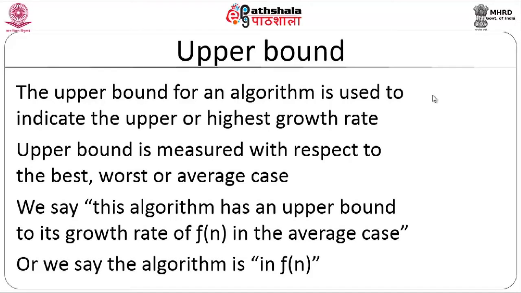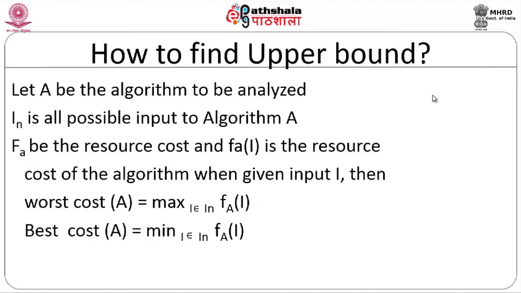This is what the upper bound is supposed to do. Fine. How to find the upper bound? Let us assume that A is the algorithm that needs to be analyzed. Find all possible inputs to algorithm A. Let us assume that f of A be the resource cost. The resource can be time or space.